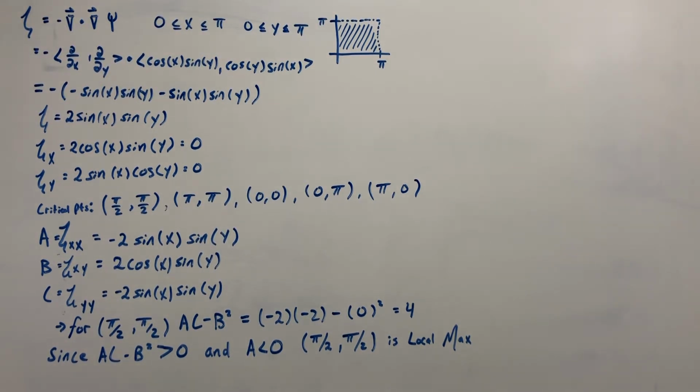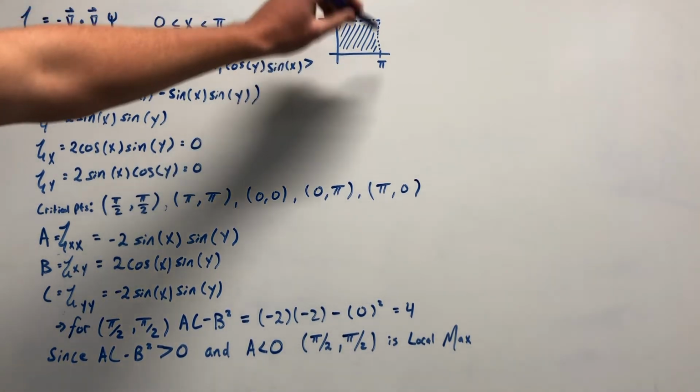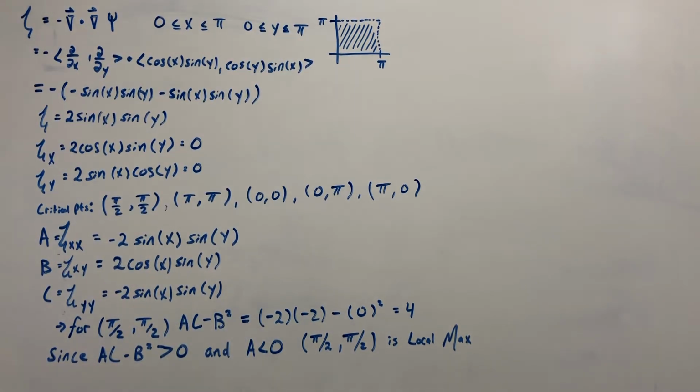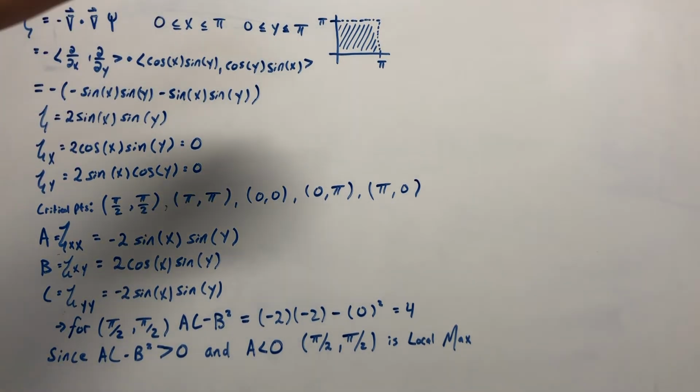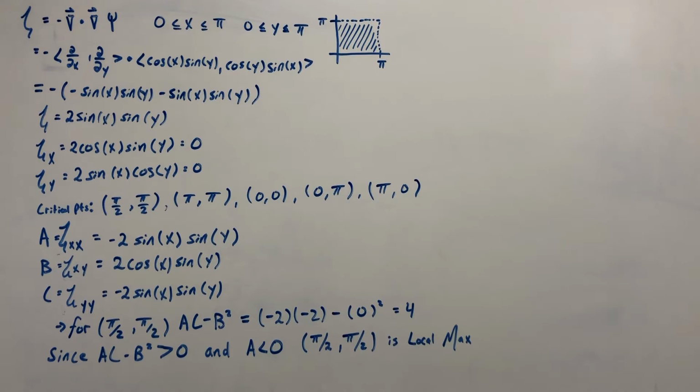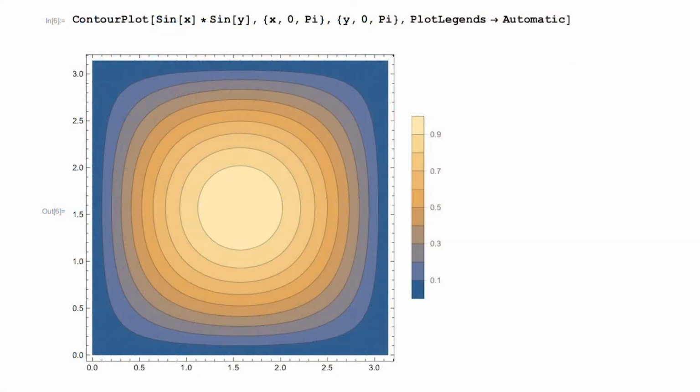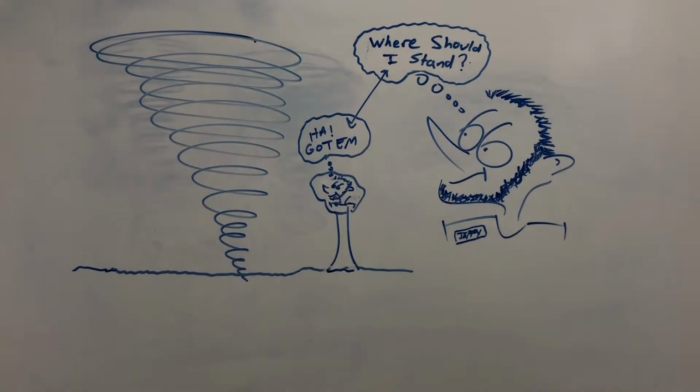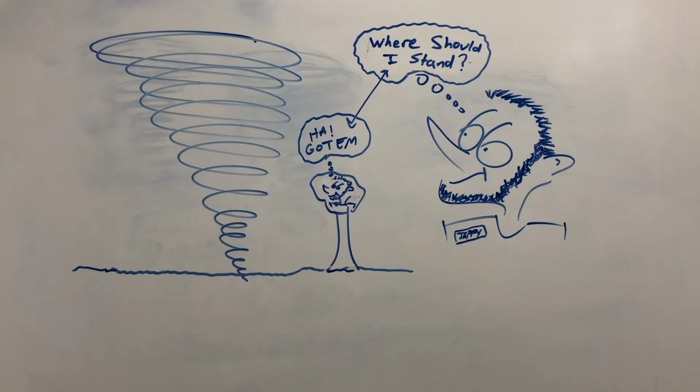So if you were going to go into a tornado and you wanted to know the least likely place to die, you'd want to stand anywhere on the boundary, and the most dangerous place is in the center because that's where the maximum is. As you can see here, we used Mathematica to plot several of the level curves for the vorticity function that we found in part D. According to our calculations, it will be safest for Jeffy to stand on the outer edge of the tornado.